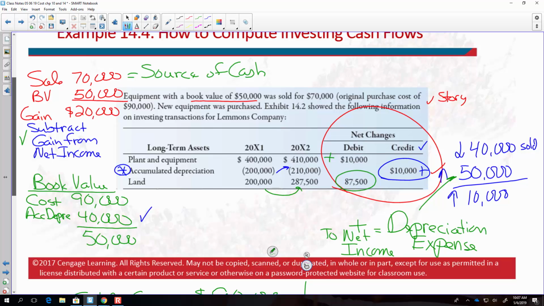On our cash flow statement. So this little problem, I can ask 3 different questions. What was the depreciation expense? What was the gain? What was my purchase on property, plant, and equipment? What was my purchase on land? Lots of questions off of one little problem.